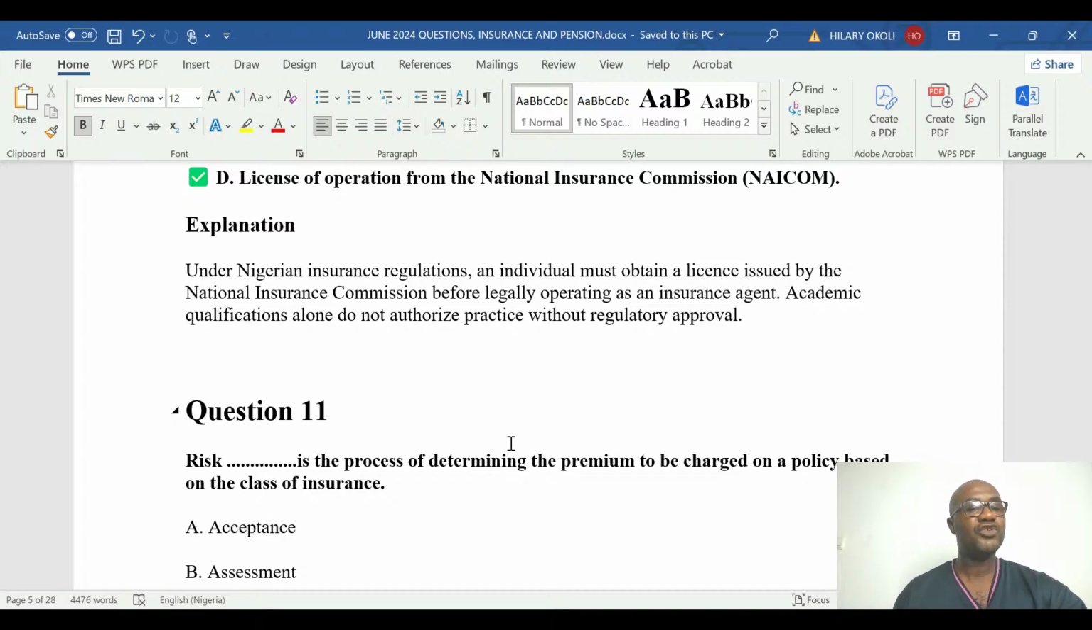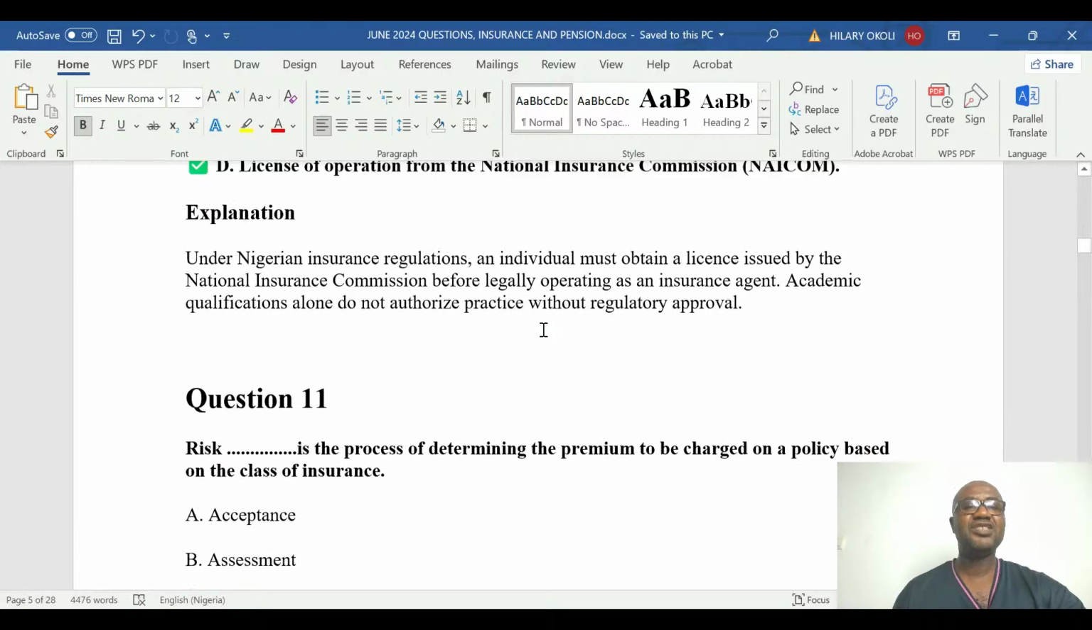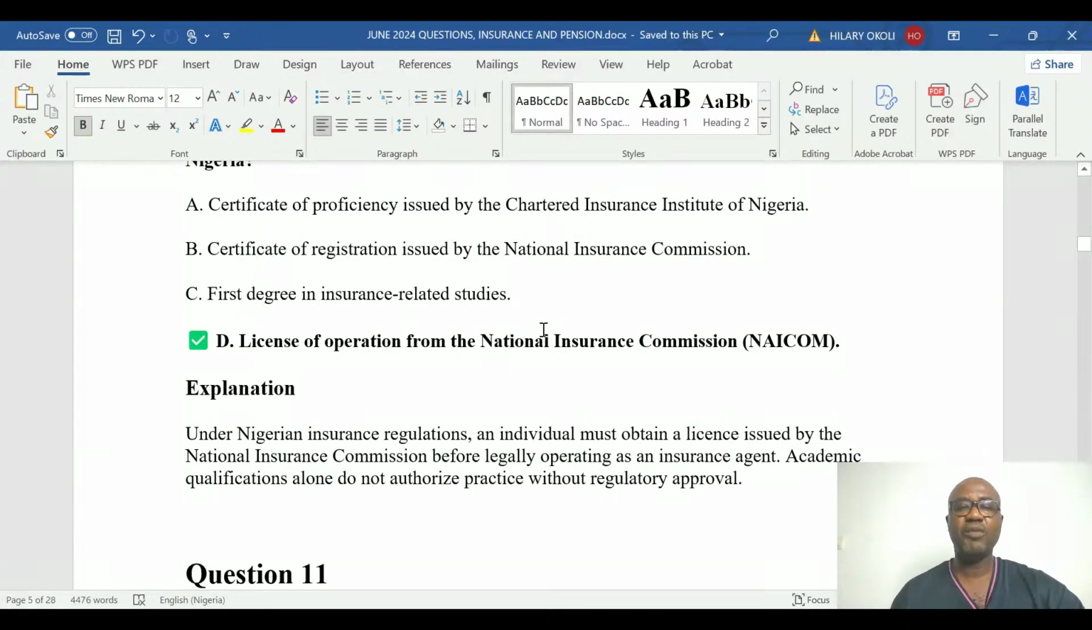We have quack nurses, those who are still in training and not yet licensed. We have quack teachers, those who have not done NCE or PGDE education. They are quack. So regulatory bodies fight against quack practitioners. If you are licensed, you will no longer be a quack because the regulatory body will append their seal on your certificate that says we know him, allow him to practice human resources. So that is it. License of operation from the National Insurance Commission is the answer.